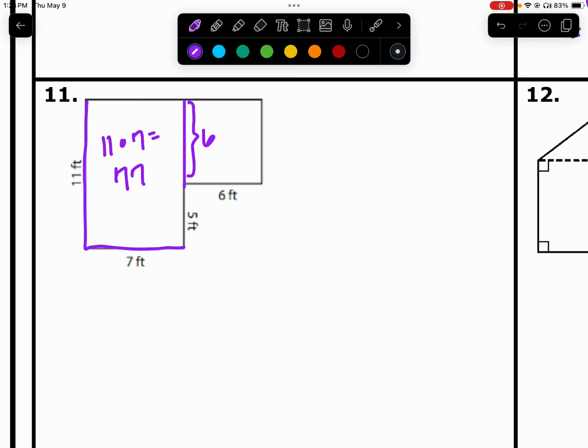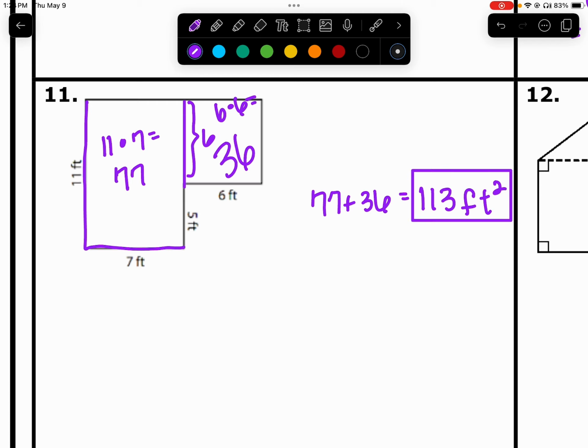Oh, this is a square. How convenient. So that means this is 36 because 6 times 6 equals 36. And now we can just add them together, really. And that's going to give us 113. And this is feet. So that's square feet.